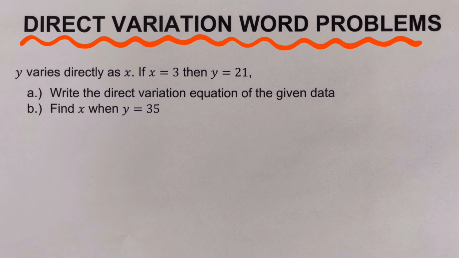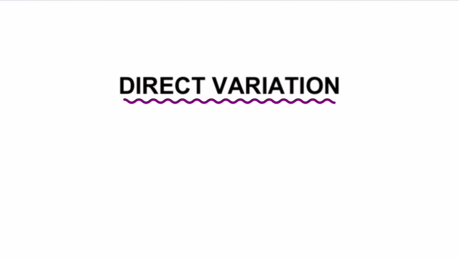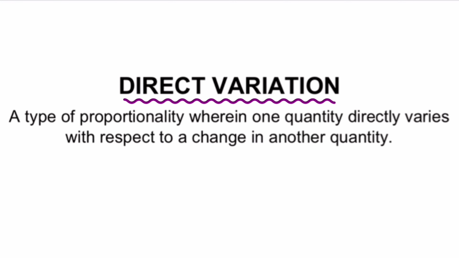Before we go over this example right here, let's review the definition and real-life examples of direct variation. We remember that, by definition, direct variation is a type of proportionality wherein one quantity directly varies with respect to a change in another quantity.